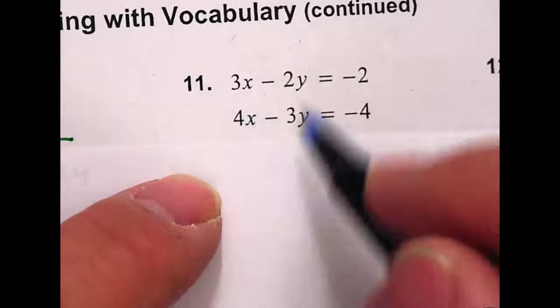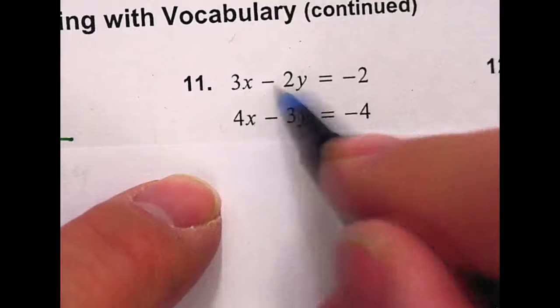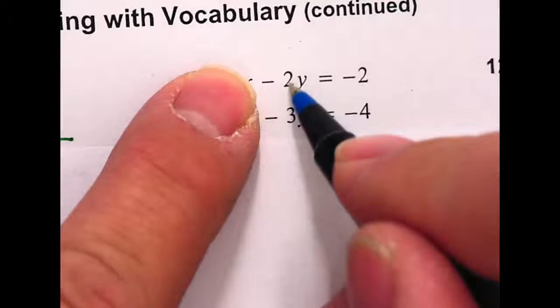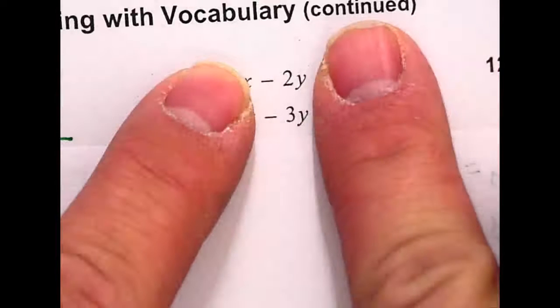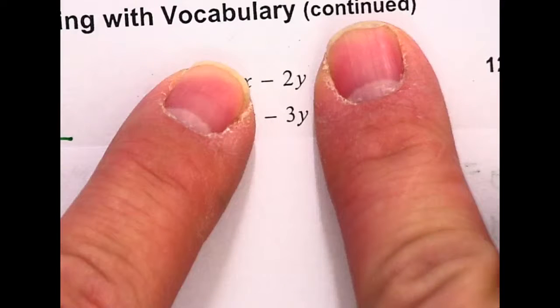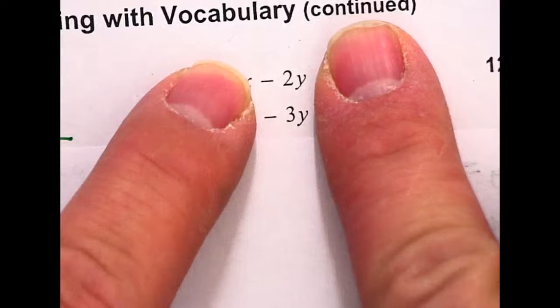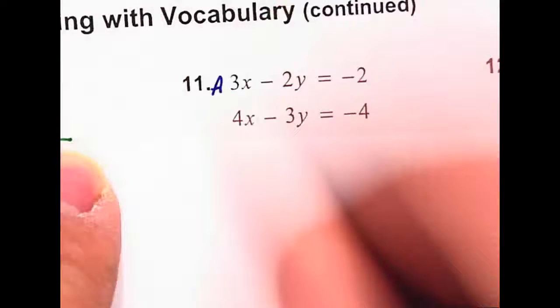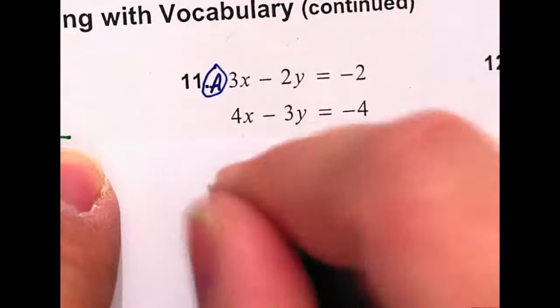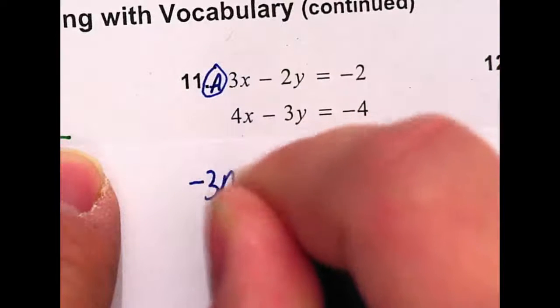So if I want to make 2 into a 6, I have to make a positive and a negative 6. So let's say I want to make this 2 up here into a positive 6. What do I have to multiply that 2 by to get 6? I have to multiply it by 3. Now if I want to get positive 6, it'd have to be a negative 3. So if I call this equation A, I'm going to take negative 3 times equation A.